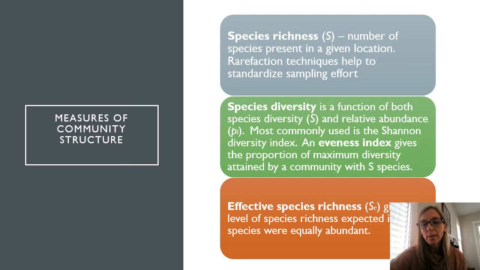Species diversity is a function both of species richness and relative abundance. The most commonly used index is the Shannon Diversity Index. And it's important to remember, both for richness and diversity, that these are indices and not actual measures of biodiversity. So just as the radius is an index of the volume of a circle, these are measures that are indices as well.